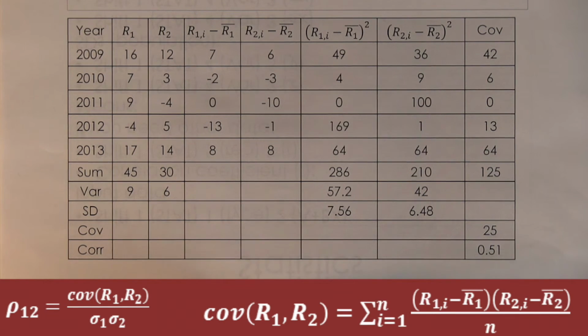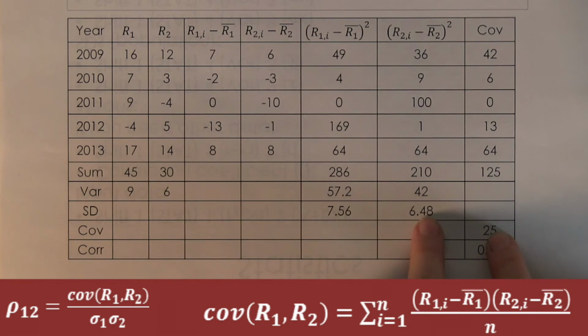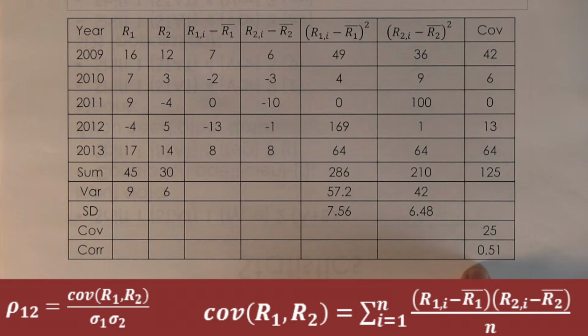So now I have got the covariance, and what I need to do now is divide that by the standard deviations individually, and that would give me 0.51. A lot of calculations involved. So how can we draw on the scientific calculator to help us check if we got the calculations correct?